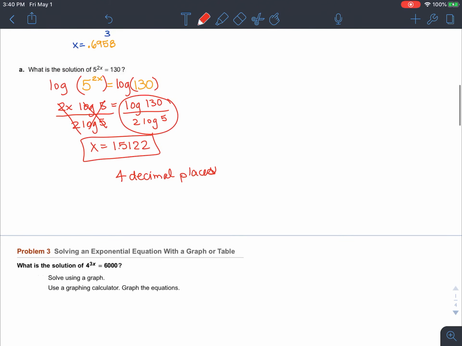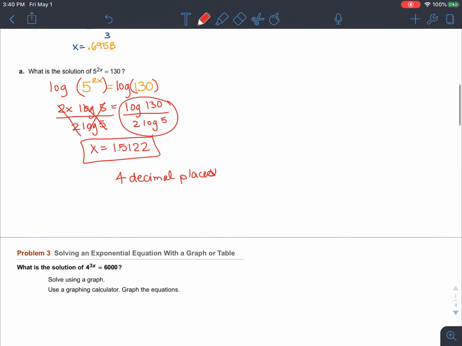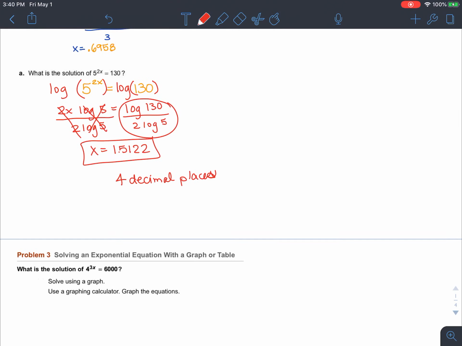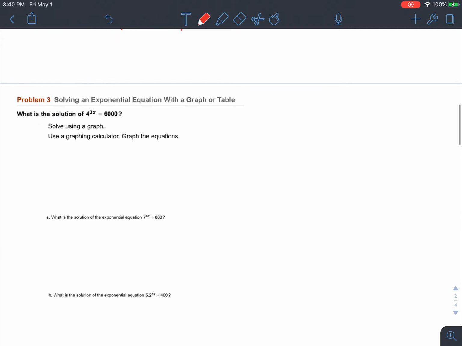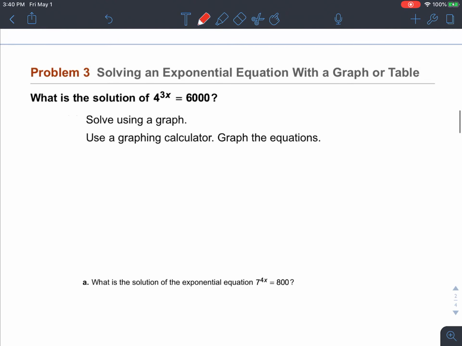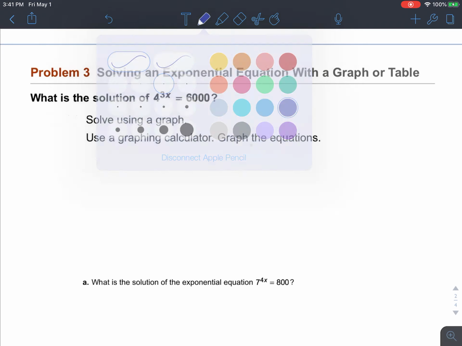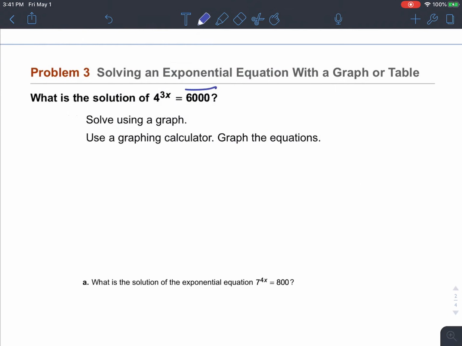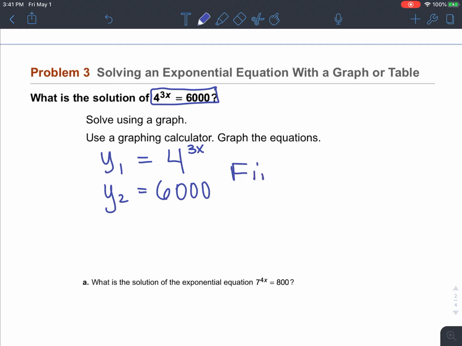Okay, let's talk about using the graph part of the calculator to solve. Now, we've done this a million times with other kinds of functions, so I don't think you're going to have a problem here. So how can we solve this using our graphing calculator? We can type 4 to the 3x in y1. We can type 6,000 into y2, and then we find where they intersect.